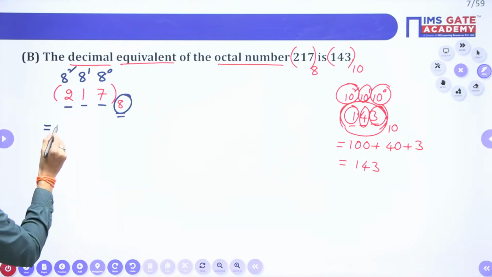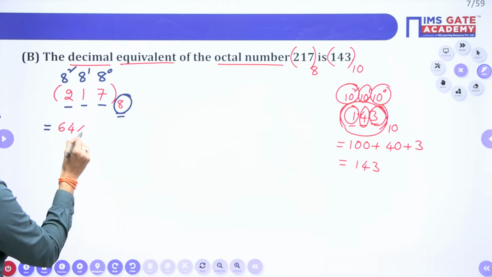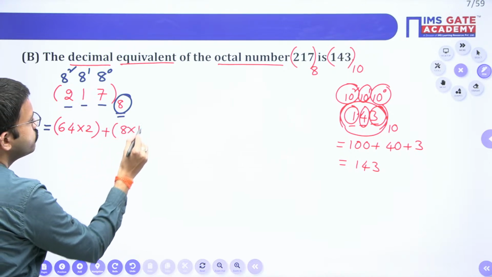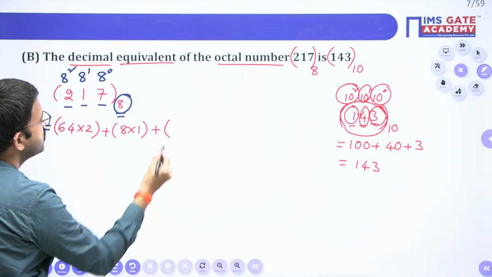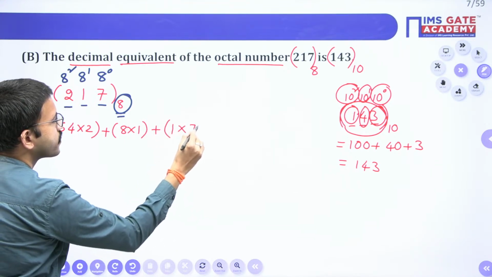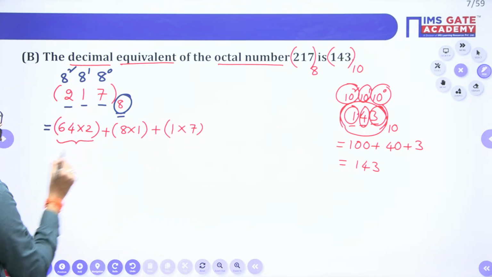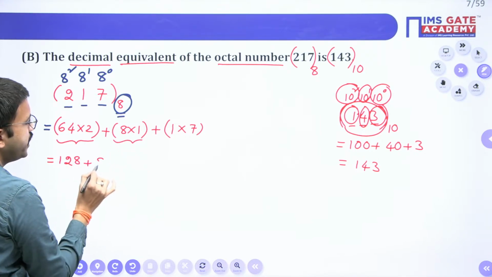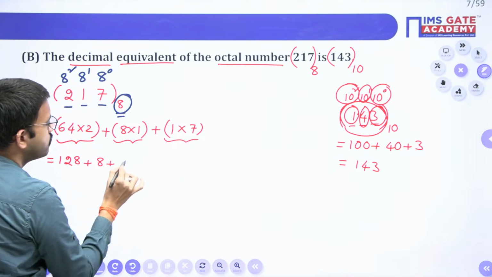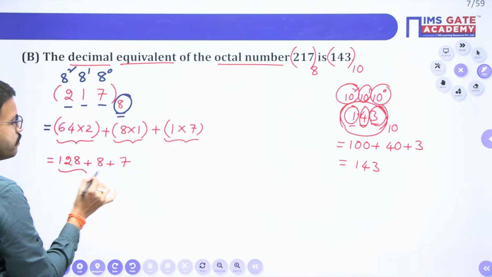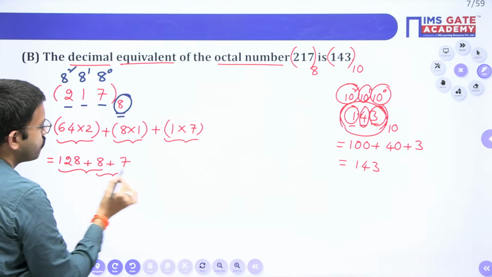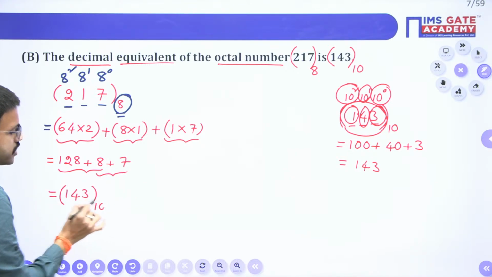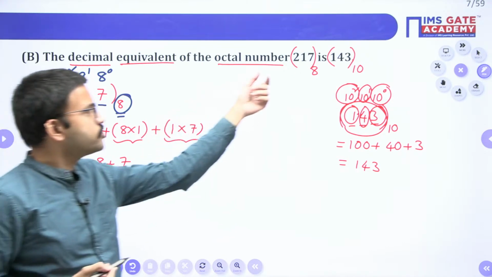So 8 square is nothing but 64 into 2, plus 8 power 1 is nothing but 8 into 1, plus 8 power 0 is nothing but 1 into 7. Now 64 into 2 is 128, 8 into 1 is 8, and 1 into 7 is 7. So 128 plus 8 is 136, plus 7 is 143. That means 143 is the decimal number equivalent to the given octal number.